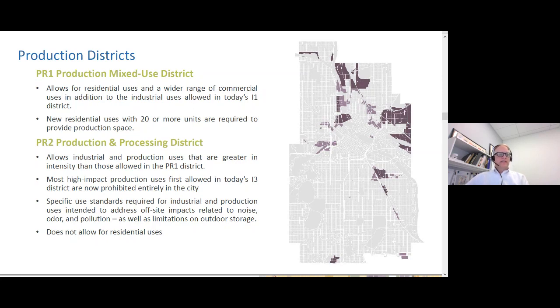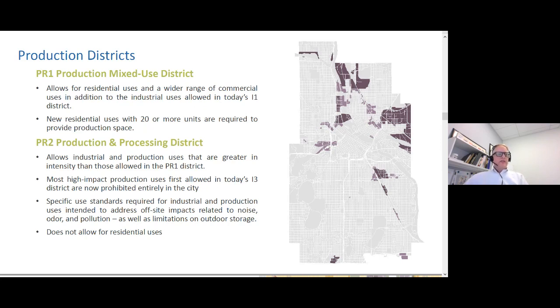That was a very intense zoning district, and the reason for omission of a similar district is that Minneapolis 2040 has environmental justice guidance that calls for the city to not allow really intense industrial uses that harm human health. So many of those uses, called high impact production and processing uses, are prohibited from being newly established in the city. Existing ones under state law retain their non-conforming rights and can continue to function.